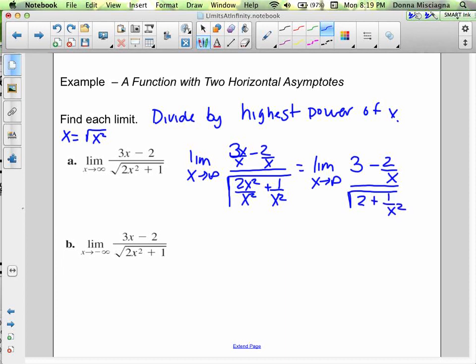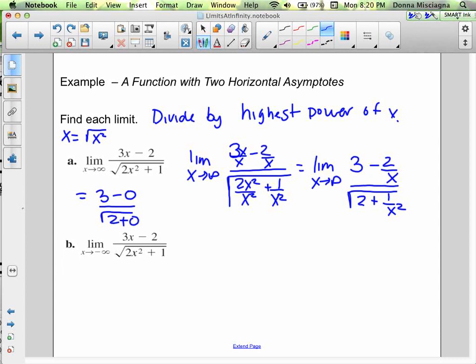Now we can evaluate. Let's put it over here. We have 3. The limit of a constant as x approaches anything is just that constant. We know that whenever we have an x in the denominator as x approaches infinity, that limit is going to be 0. So we have 3 minus 0 divided by the square root of 2 plus 0.